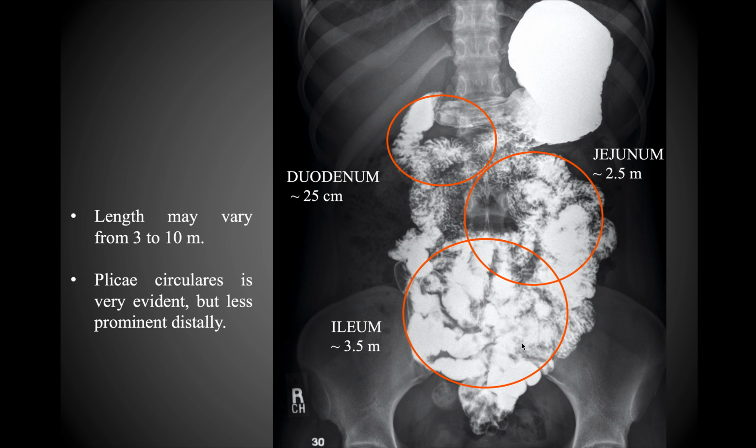The plicae circularis are going to be very evident, but less prominent more distally. So again, that's what gives the feathery appearance to the jejunum. You can also see that, of course, in the duodenum to a lesser degree, and also to a lesser degree in the ileum.